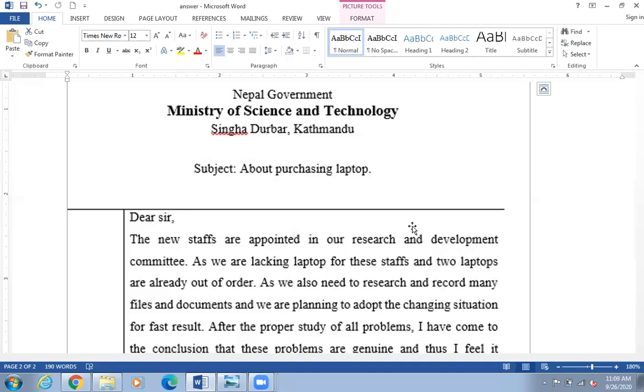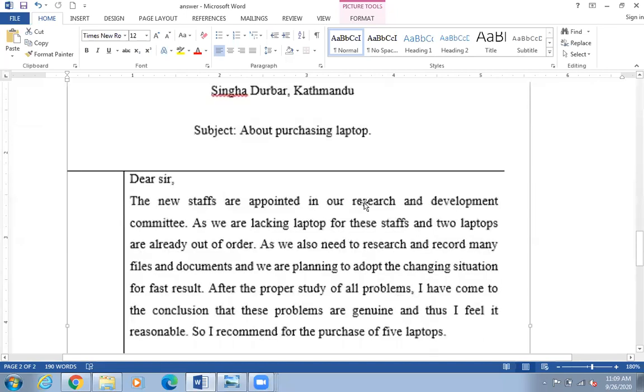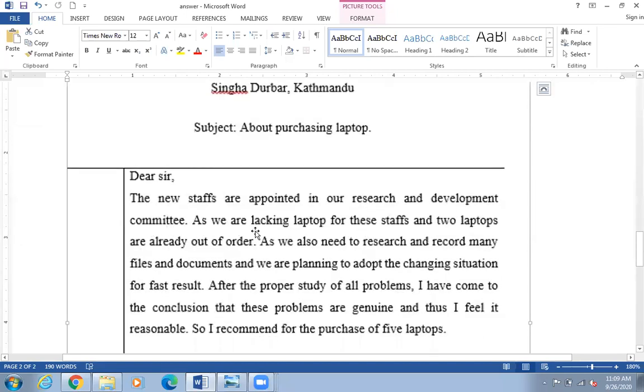So what do we need? We need laptops, we need computers for this. That means we need fast processing laptops, not very slow ones, very fast laptops for this. So new staffs are appointed in our Research and Development Committee as we are lacking laptops for these staffs, and 2 laptops are already out of order. That means they are already spoiled.